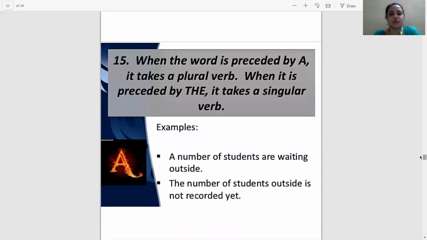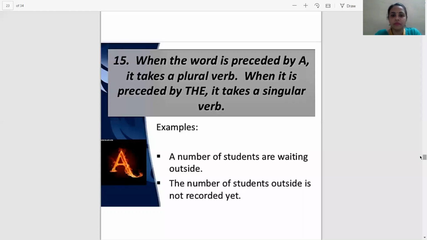Perhaps this would be the last rule for today. There are a few more which will continue in the next class. When the word number is preceded by a, it takes a plural verb. When it is preceded by the, it takes a singular verb. This is a little confusing, so please listen to me very carefully. A number of students are waiting outside. When I use this phrase a number of students, it shows that it is countable. I can count the students who are standing outside.